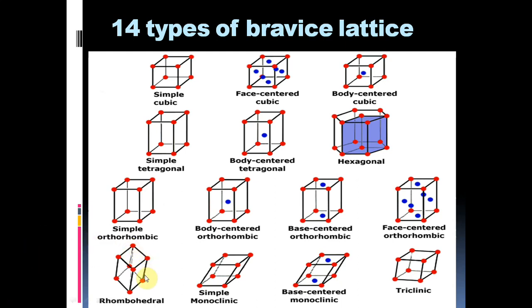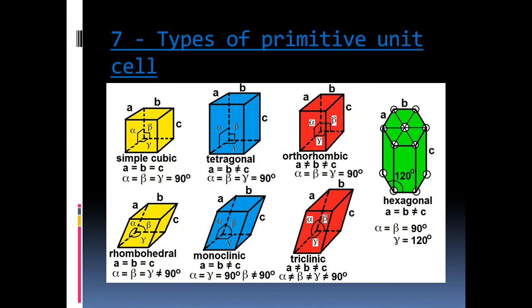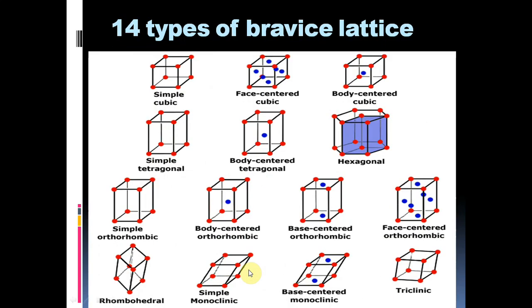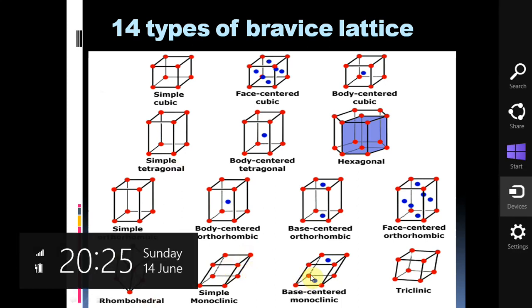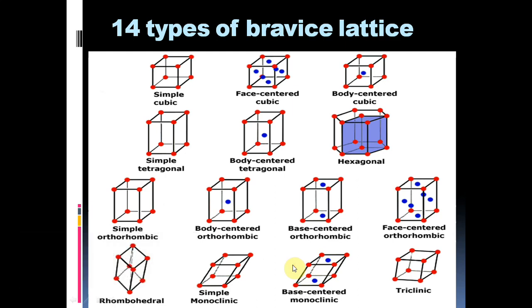Then monoclinic. What is the monoclinic category? Here we have A not equal to B not equal to C, but alpha and gamma are 90 degrees and beta is not equal to 90. With this condition we have two types. They are over here at the bottom: simple monoclinic type as well as base-centered monoclinic type.